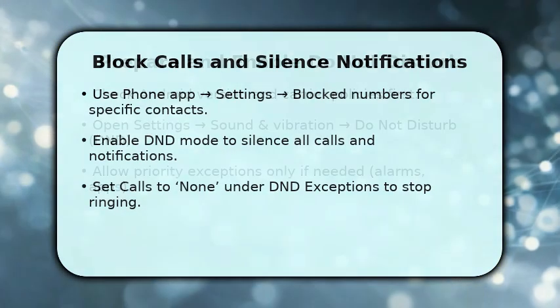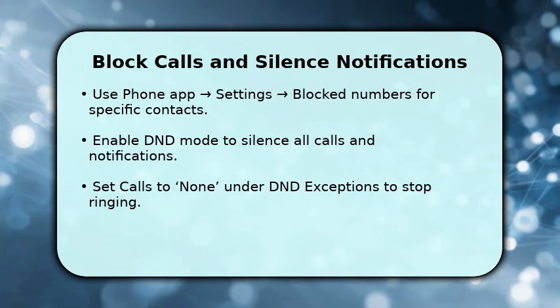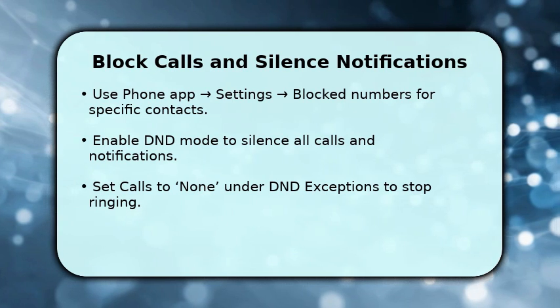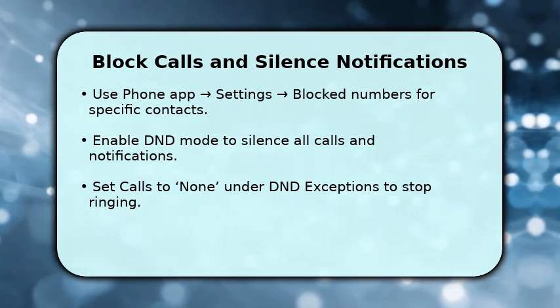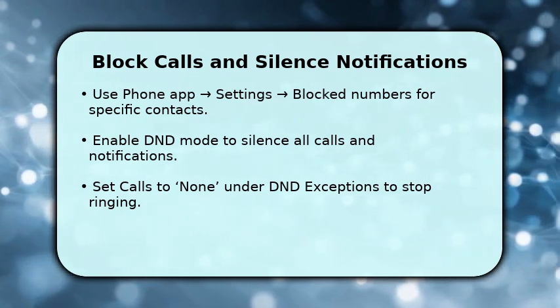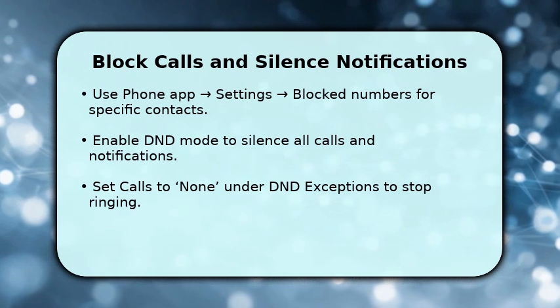Once DND is active, refine call control by blocking specific senders. Open the phone app, tap Settings, then block numbers and add entries or toggle unknown callers. Next, return to Do Not Disturb settings and choose Exceptions. Set calls to none so no incoming call will ring.